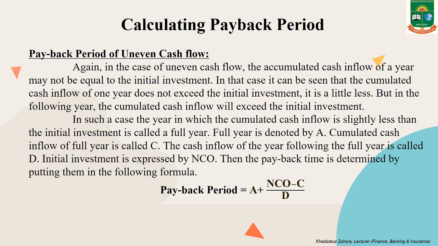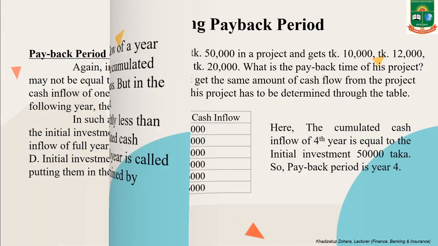Cumulated cash inflow of full year is called C, and the cash inflow of the year following the full year is called D. Initial investment is expressed by net cash outflow or NCO. Then the payback period is determined by putting these A, C, D and NCO in the following formula. Payback period equal to A plus NCO minus C by D. Let's see some examples.